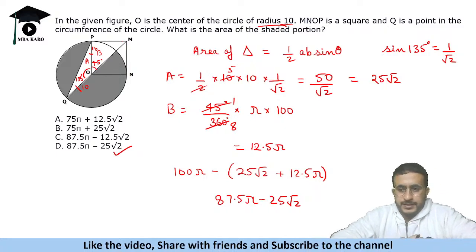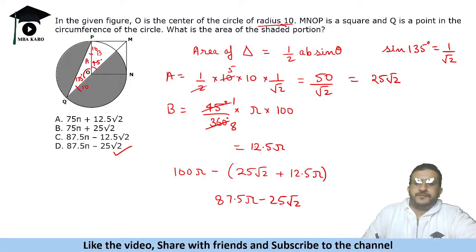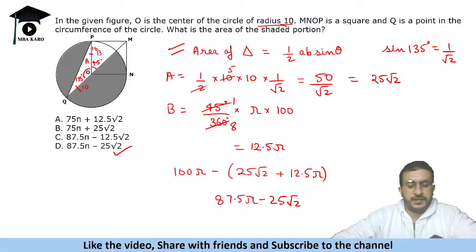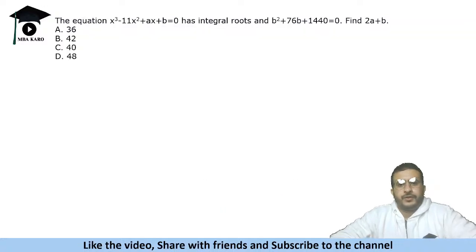Okay, ये आंसर आएगा. So like when you have a triangle, remember this property, area of triangle is half AB sine theta. So that is something in an exam which also tests trigonometry in it. Okay, let's do the next question.